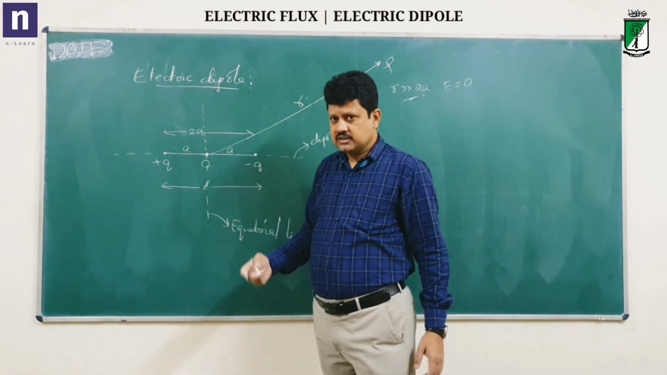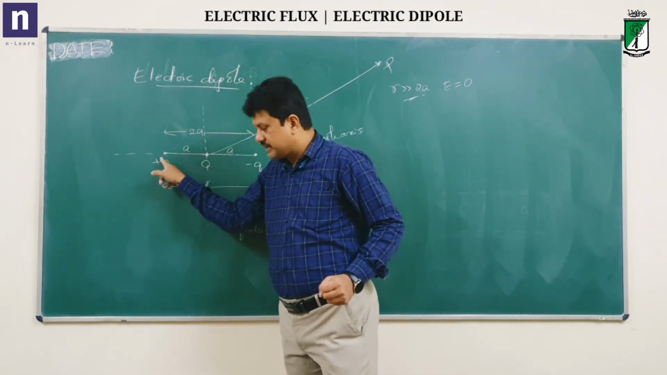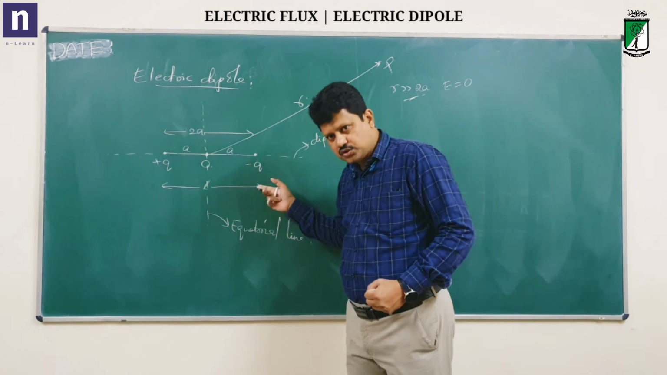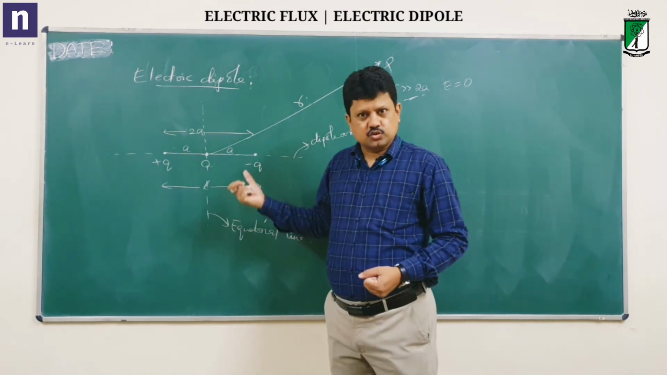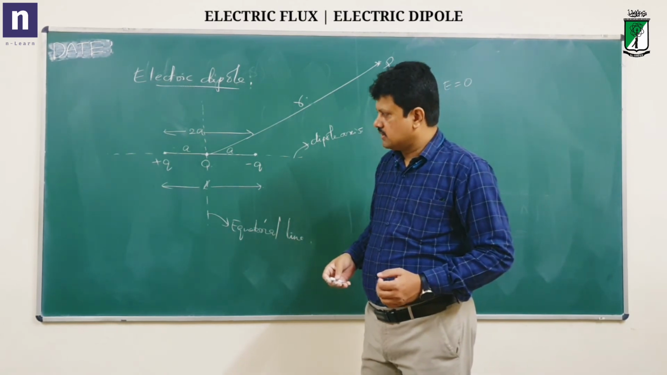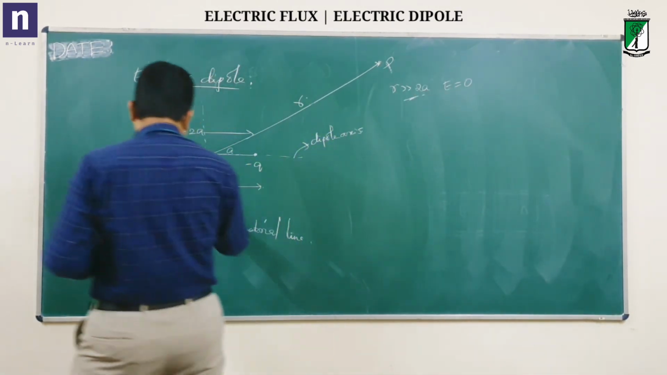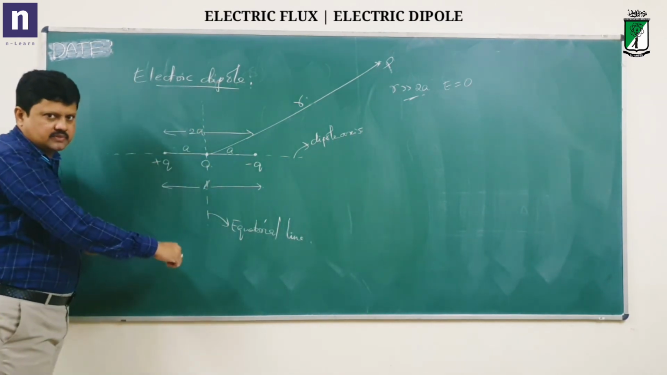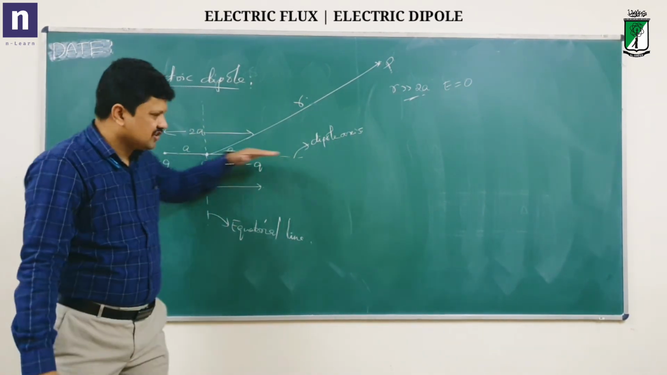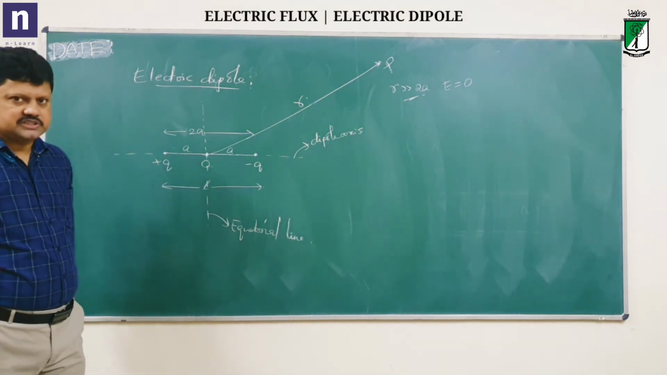Now how to find the electric field? Of course, by vector addition. That is, find the field due to plus q, find the electric field due to minus q at any point, and add the two fields vectorially to get the resultant. That's very simple. Now two simple cases are possible. One is the electric field at any point on the equatorial line, and the other is the electric field at any point on the axial line. Both we are going to understand in the coming topics.